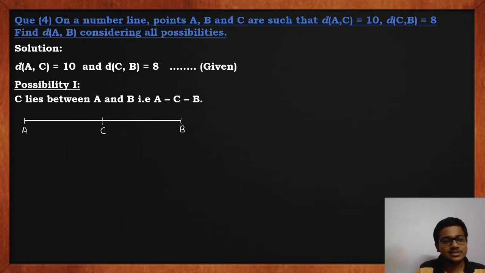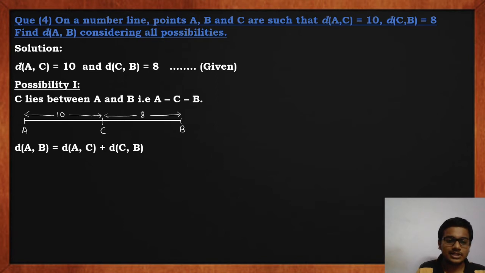Now remember, AC is 10, so this is 10 units, and CB is 8, so this is 8 units. So in this case, what will be distance AB? Distance AB will be distance AC plus distance CB. Yes or no? Because the bigger segment is nothing but the addition of the two smaller segments. So distance AB, the entire distance, is distance AC plus distance CB. Distance AC is equal to 10 units plus distance CB equal to 8 units. If you add both of them, you will get 10 plus 8 equal to 18. So distance AB equal to 18 units.